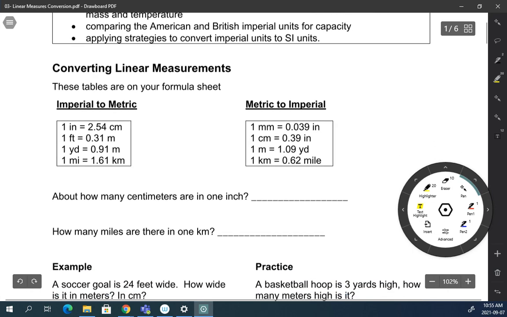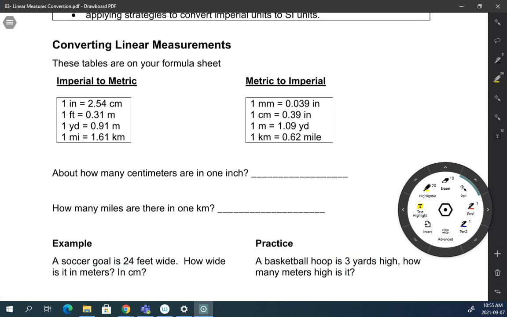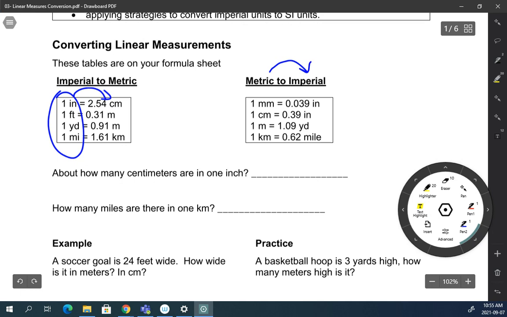We're adding two charts that we'll be using on our formula sheet. One says if you're going from imperial to metric, how much is 1 inch in metric. 1 inch is 2.54 centimeters, or 1 foot is 0.31 meters. This is easiest if you're starting with imperial and going to metric. You'd say one of these, then multiply by the number to get to the other side. If you're starting with metric and going to imperial, it's easiest to use this chart, where 1 millimeter is the same as 0.039 inches.